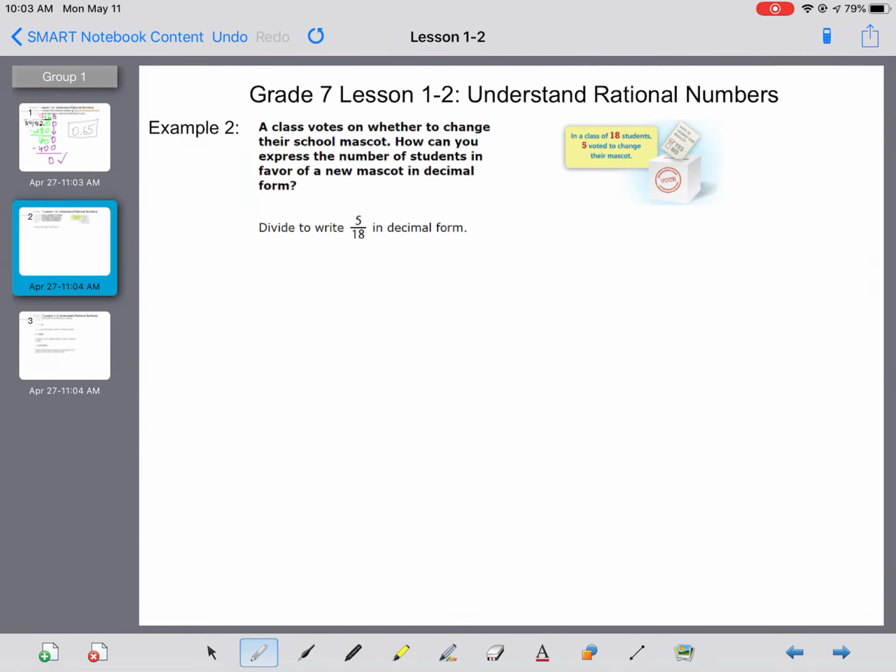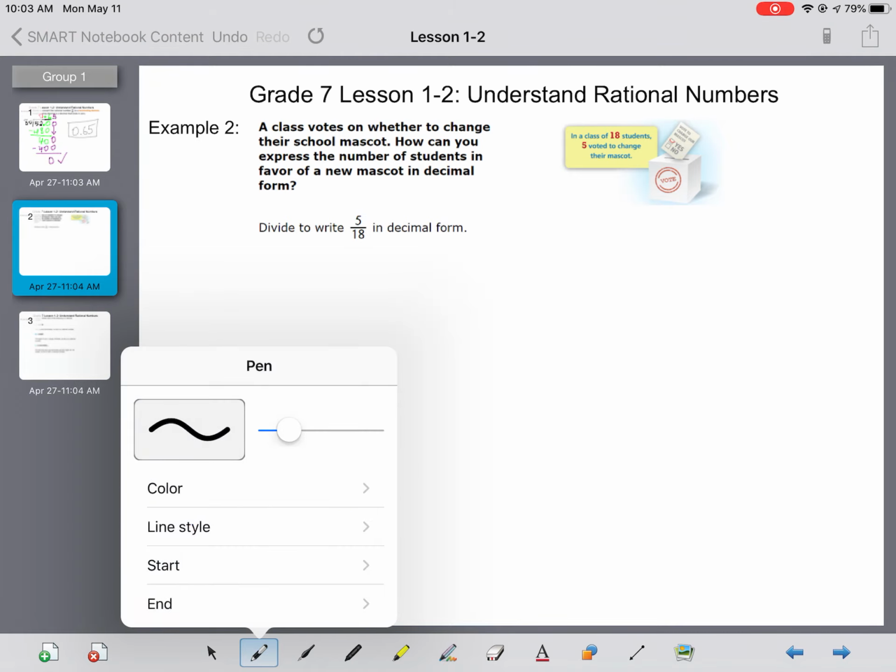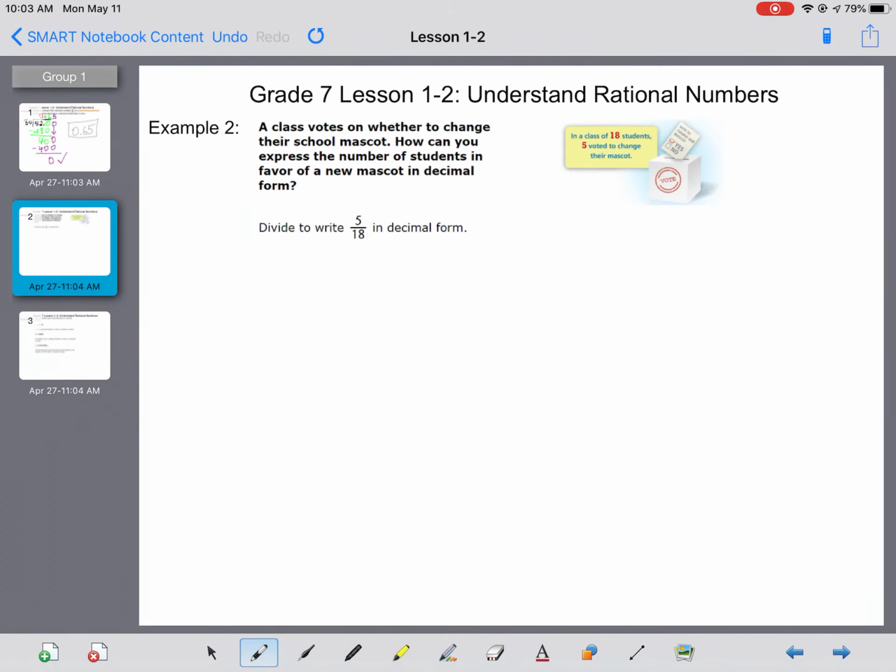Okay, moving on to number 2. Similar steps here. A class votes on whether to change their school mascot. How can you express the number of students in favor of a new mascot in decimal form? So 5 kids want a new mascot, which isn't very high. It's less than half, we know. So we're going to do long division, same as before. So I am going to put my house, and I'm going to put my numerator on the inside, and I'm going to put my denominator. Nope, sorry, let's undo that.